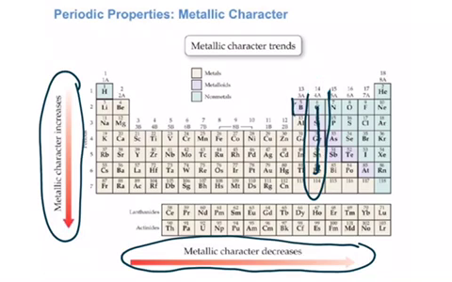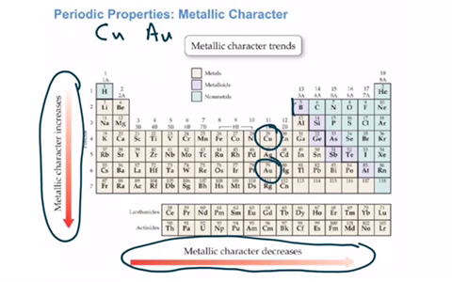So let me use an example here. Let's say we were comparing copper versus gold. Now notice copper and gold are in the exact same group. Okay, they're both metals, but if you had to pick which one of the two is more metallic, then you've got to remember that as you go down, the more metallic they become. So in this example, gold is going to be more metallic than copper.